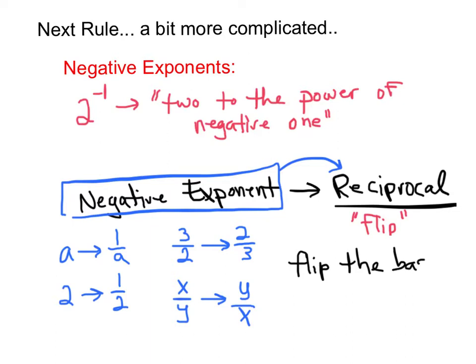the base. Now remember, the base, if we look at our example up here, which is 2 to the negative 1, our base is the 2. This up here, this is our exponent. We don't want to worry about that. We're just simply worried about our base. So we're always going to flip the base. And we're going to see some examples of these here really quick.